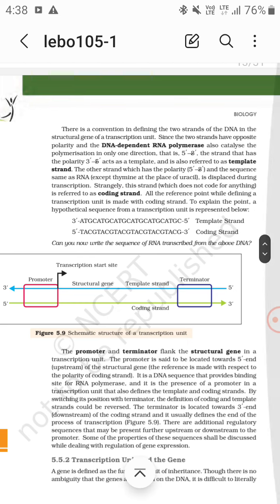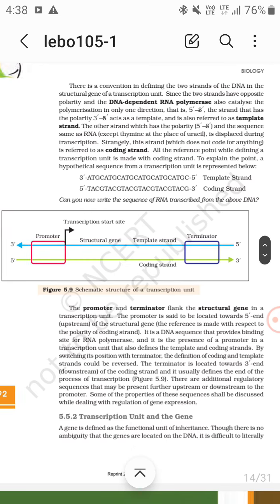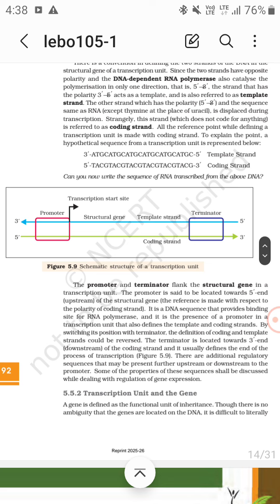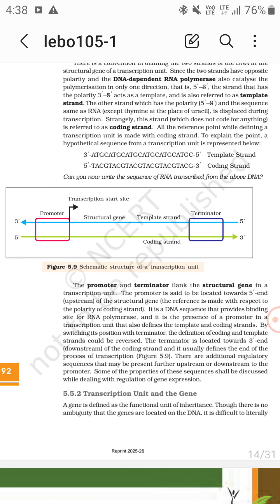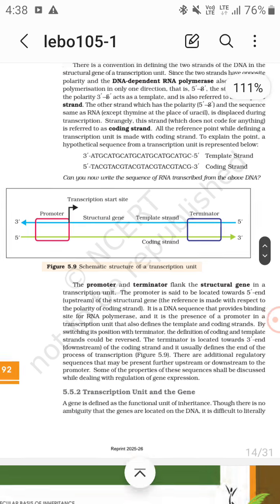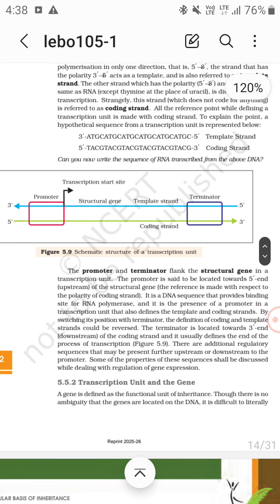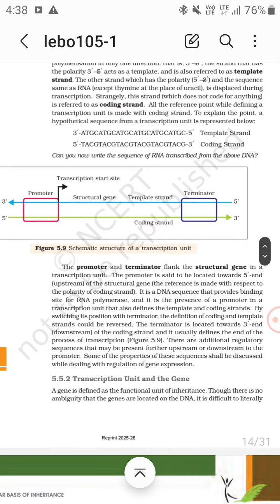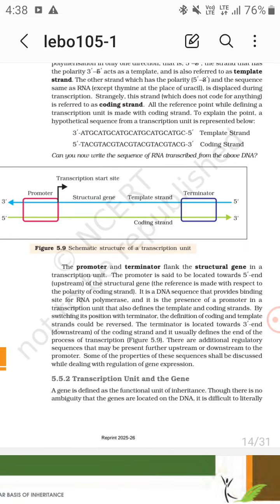Now you see the template strand, the coding strand, the promoter at the 5' end of the coding strand, and the 3' end of the coding strand is the terminator, and the promoter and terminator flank the structural gene in a transcription unit. The promoter is said to be located towards the 5' end, upstream of the structural gene.